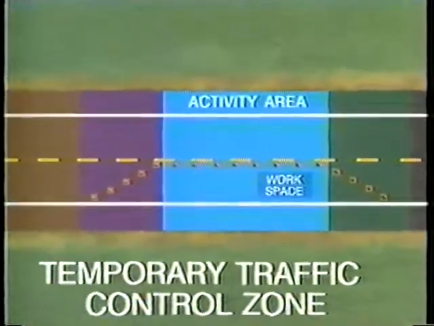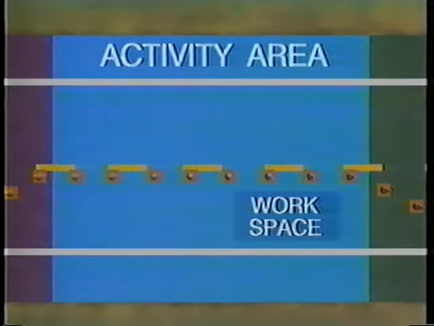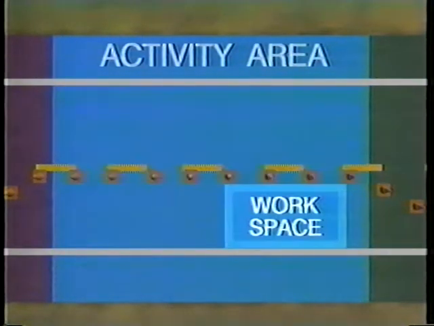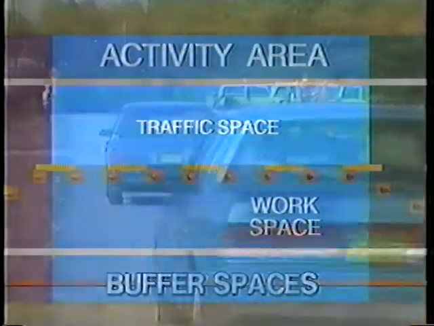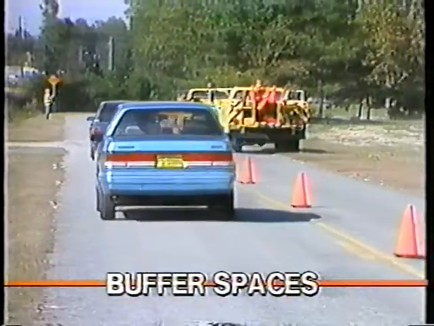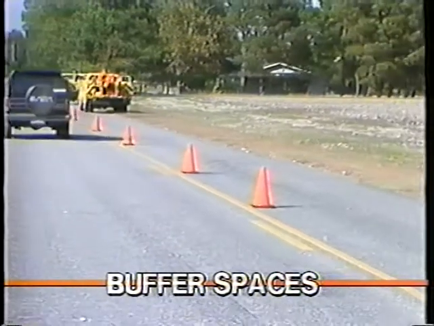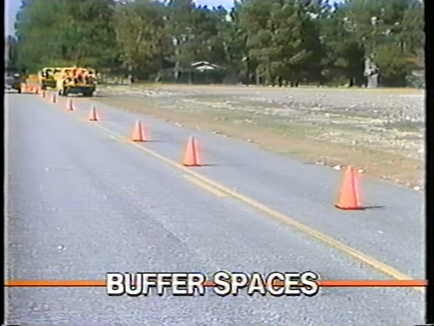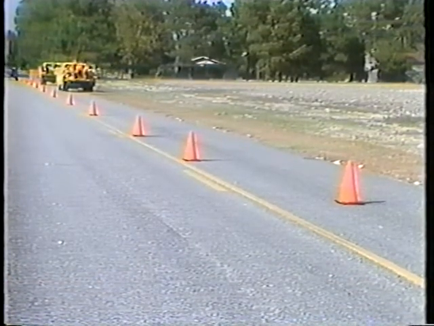The activity area consists of 4 distinct spaces. They are the longitudinal and lateral buffer spaces, the work space, and the traffic space. Buffer spaces are open and unoccupied spaces and provide a margin of safety for traffic and workers. Although they are optional, they should be provided whenever field conditions permit their use.